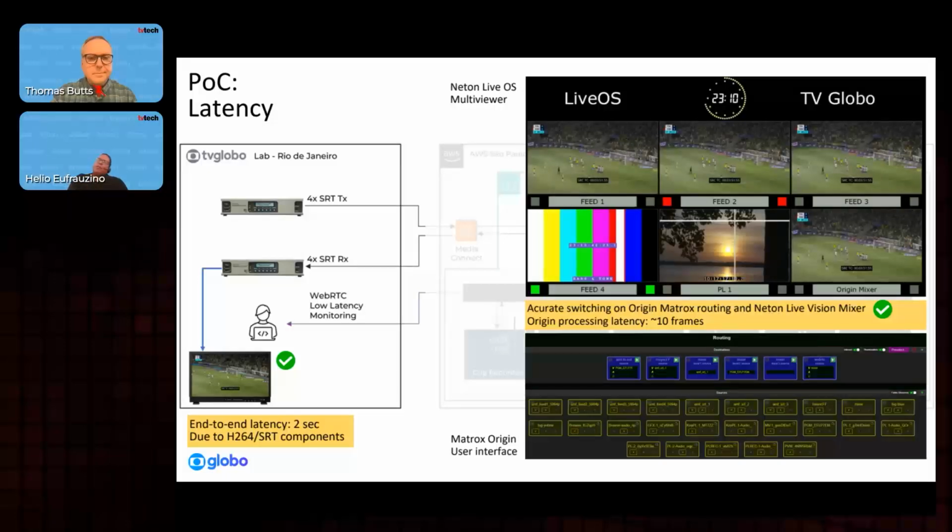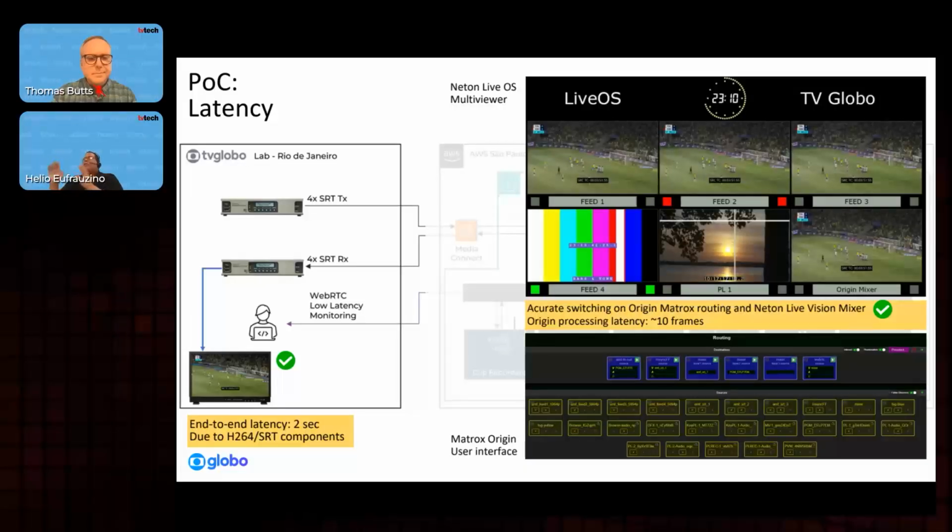And all the operations that we could see with the Matrox platform and Neton Live platform were good. There was no noticeable latency when we switched something. When we switched among the sources, it was fine. And we couldn't see any other problems. I could pay attention that the signals among the flow, among the entire infrastructure, are fine. We have the same latency in the input and the same latency in the output.